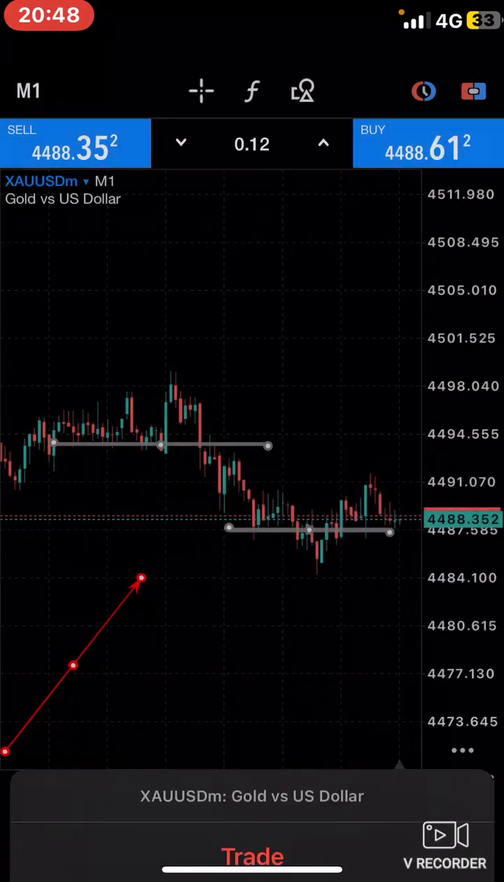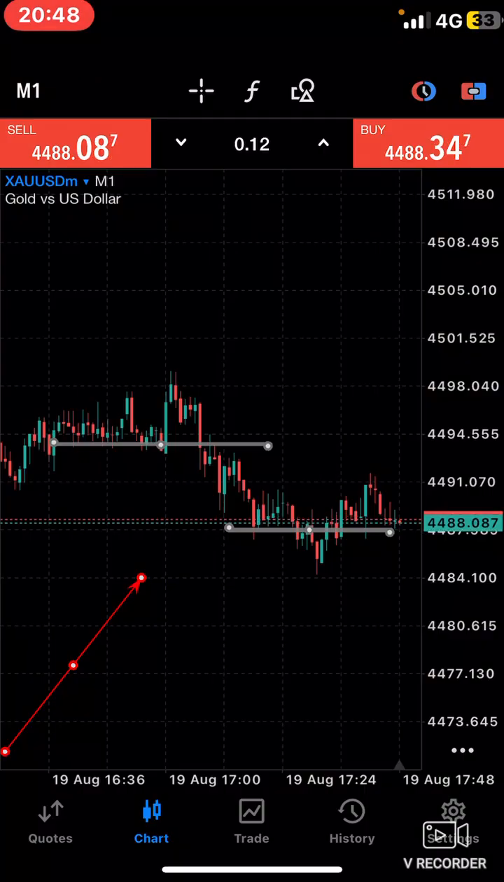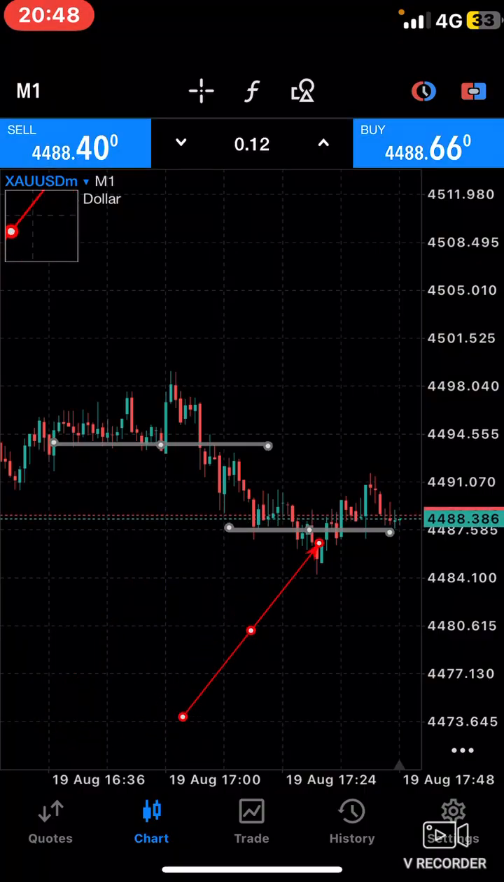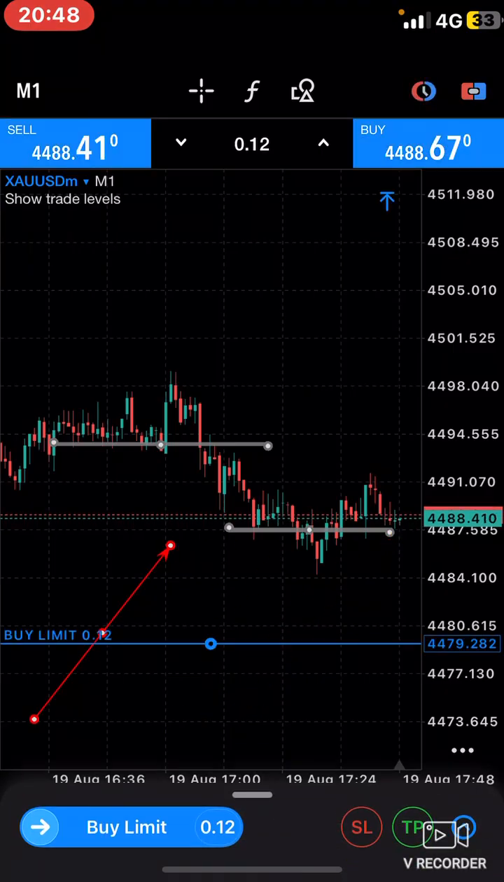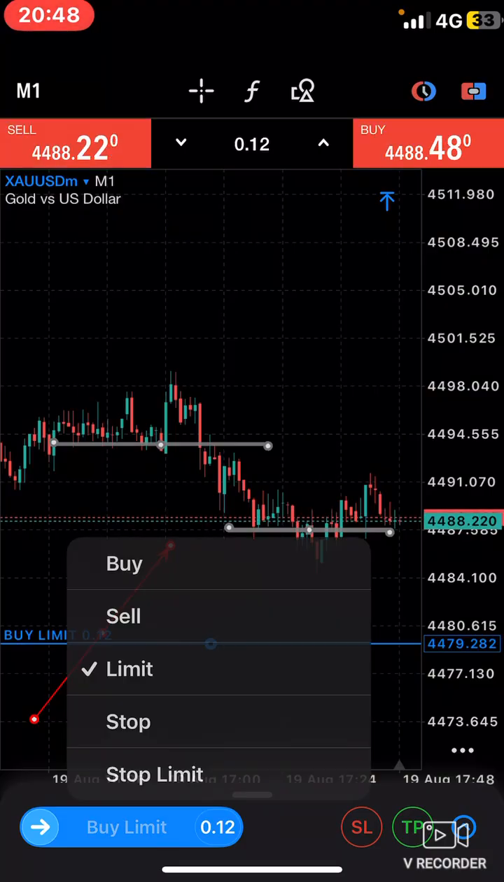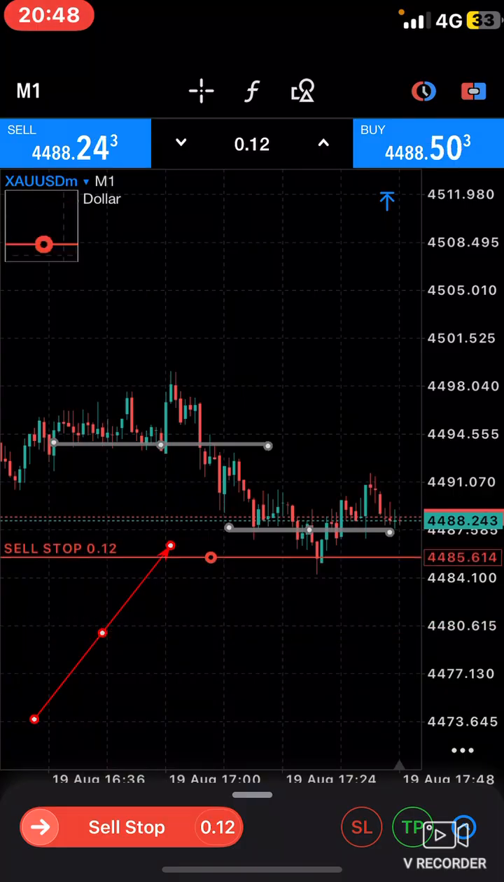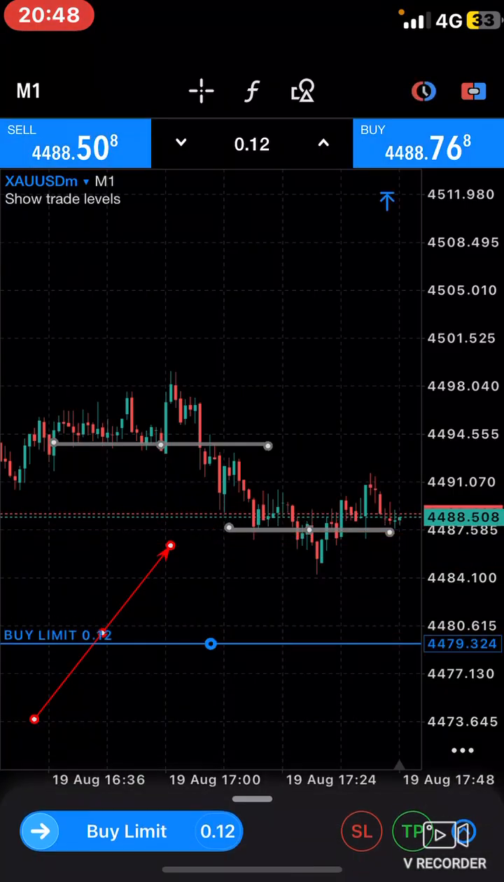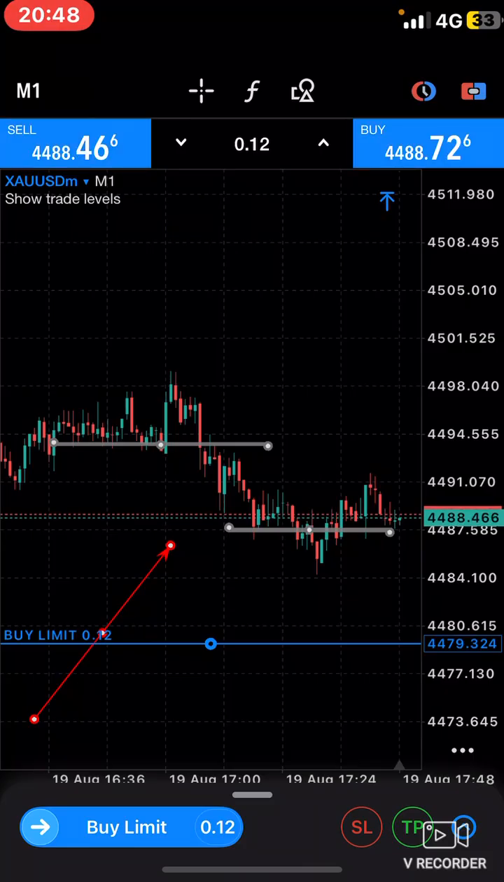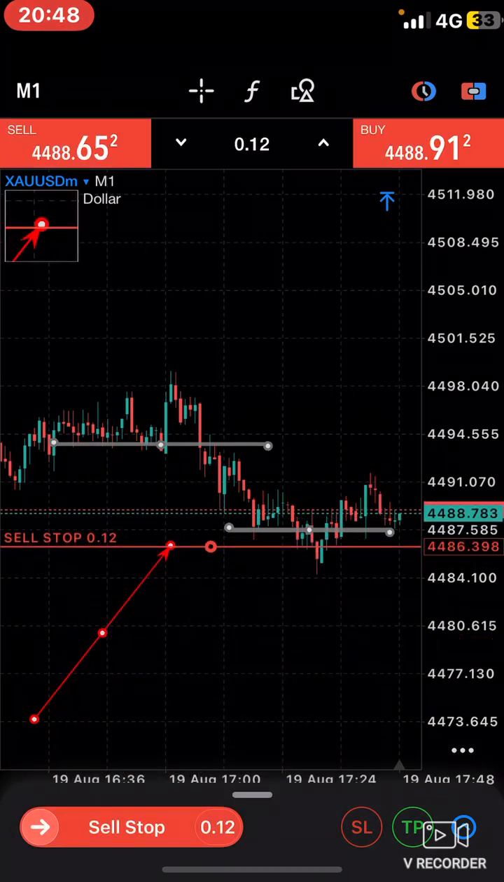So yeah, with that being said, I'll be taking in sales after price goes under here. That means I can enter my sell stops. So enter sell stops under here. Sorry. So sell stop under here.